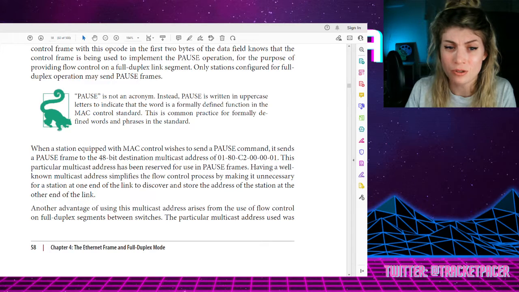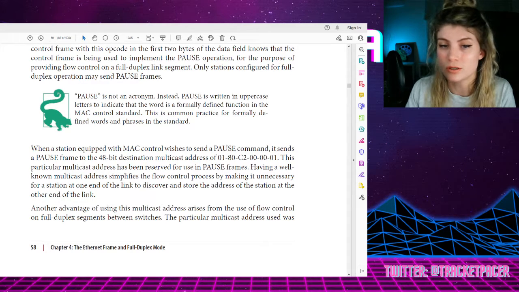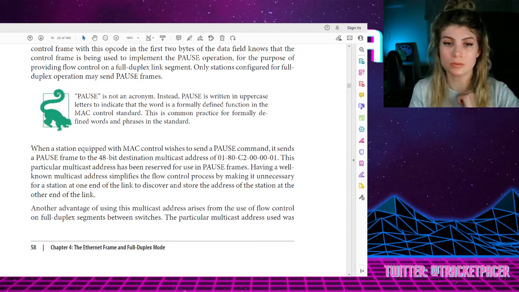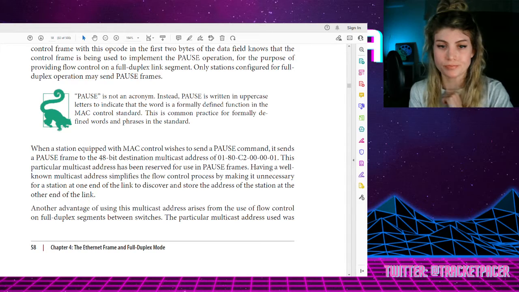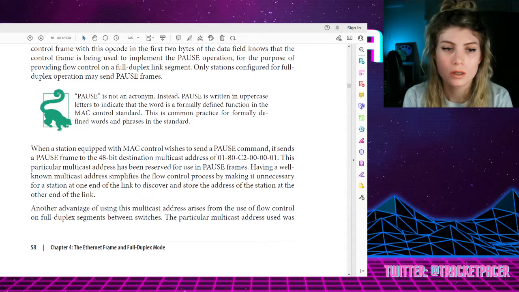When a station equipped with MAC control wishes to send a pause command, it sends a pause frame to the 48-bit destination multicast address of 0180C2000001. Okay. All right, so we have an actual destination multicast address for a pause command.